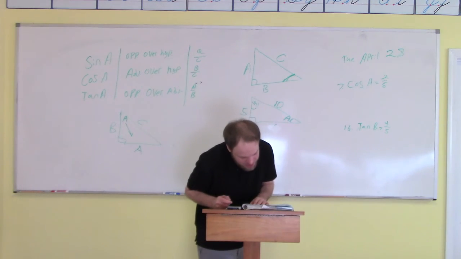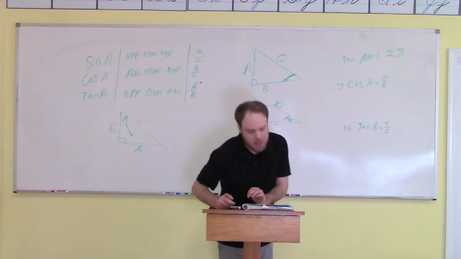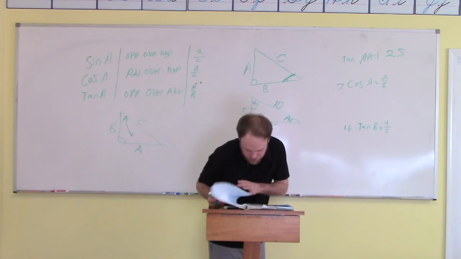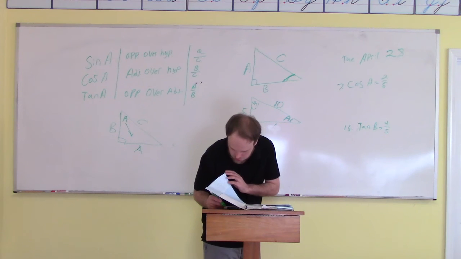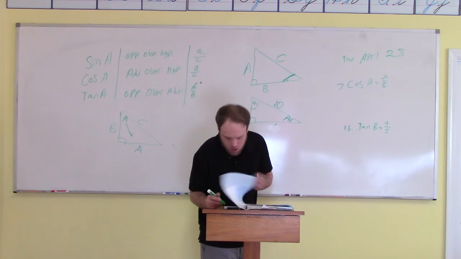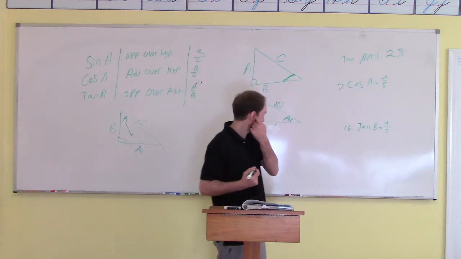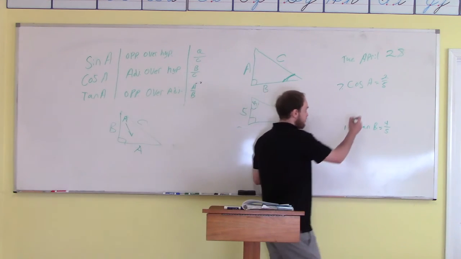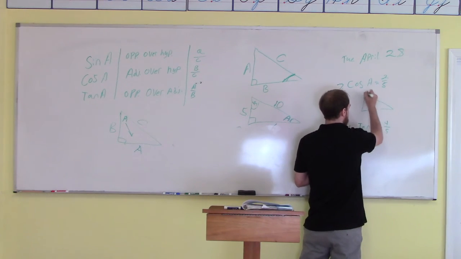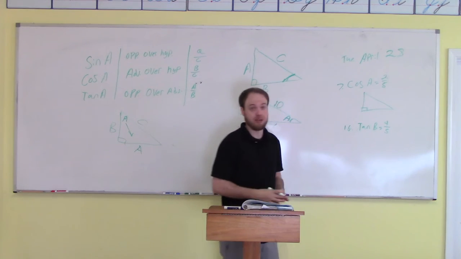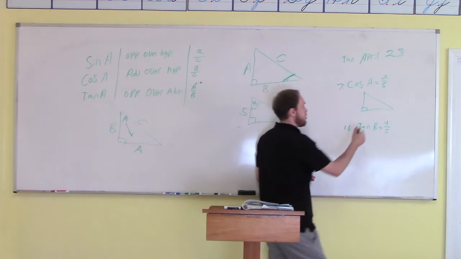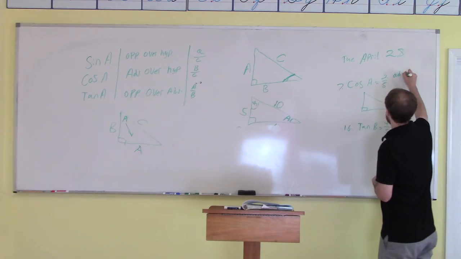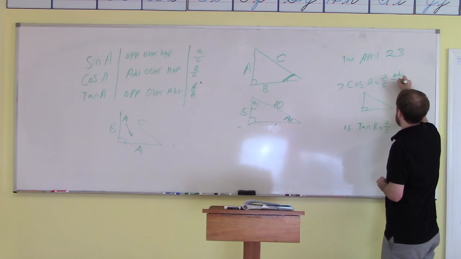Number 7, they say sketch a right triangle that has the given trigonometric ratio. For number 7, they just give you the cosine of A equals 2 over 5, and you would just have to draw that. First off, you need to know what cosine means. Cosine means adjacent over hypotenuse. And so the 2 would be the adjacent, and the 5 would be the hypotenuse.